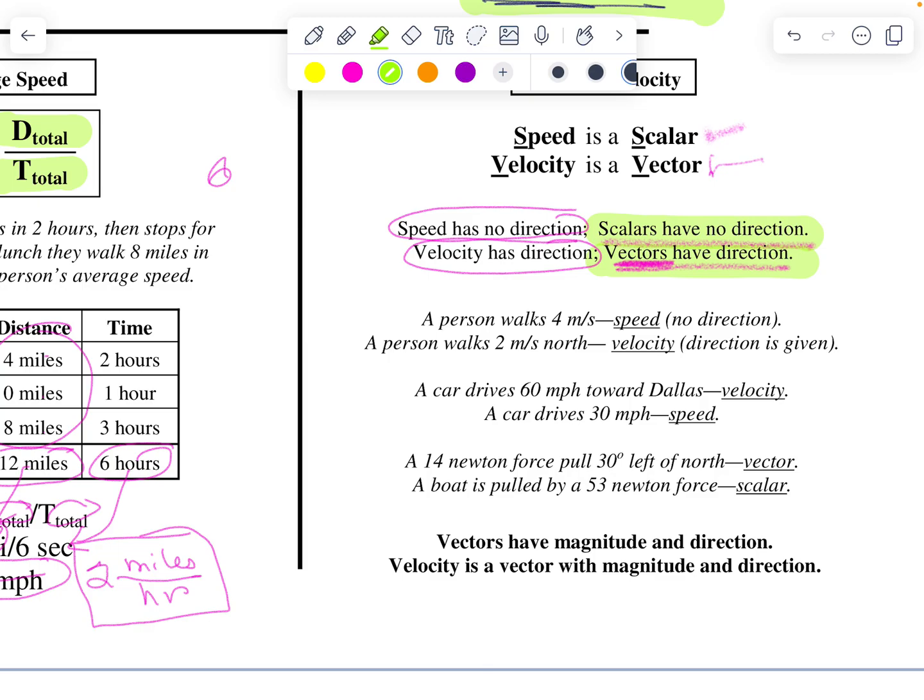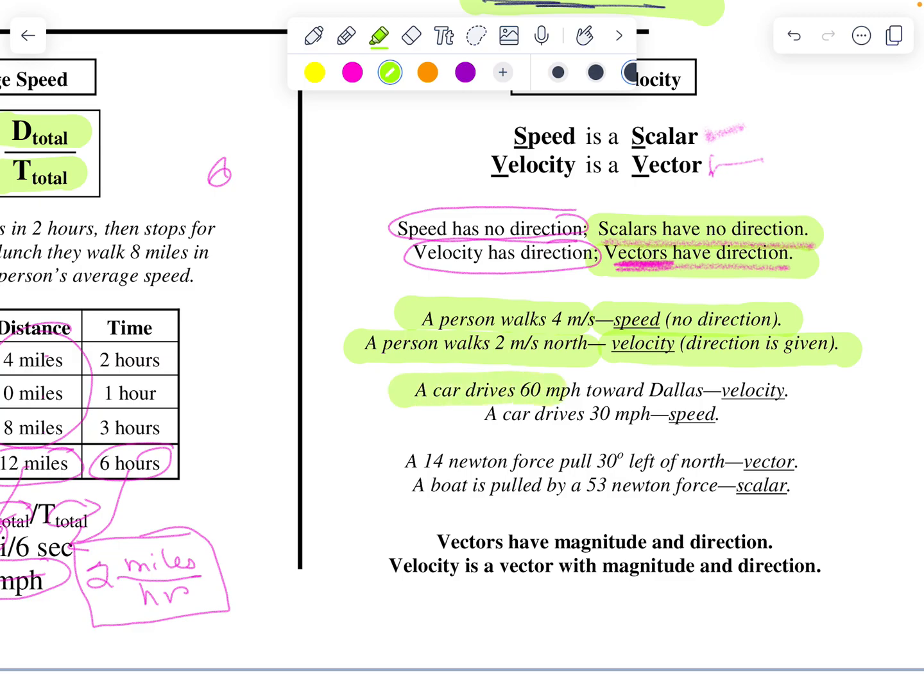Let's examine a couple of these. A person walks 4 meters per second. This is an example of speed because it has no direction. We could also say a person walks 2 meters per second north, sorry about that. This would be an example of velocity. There is a direction.